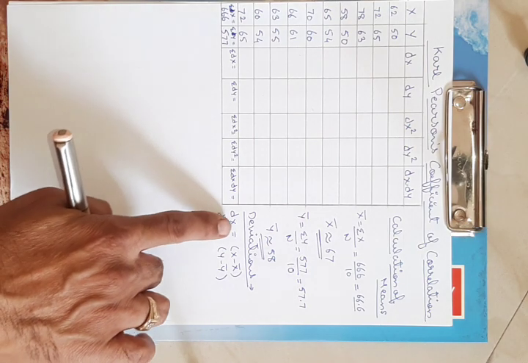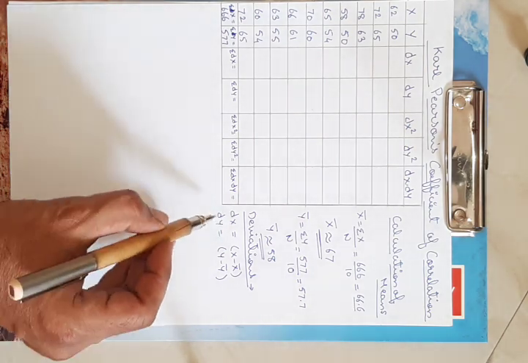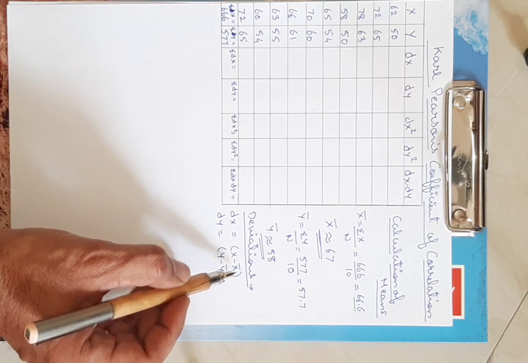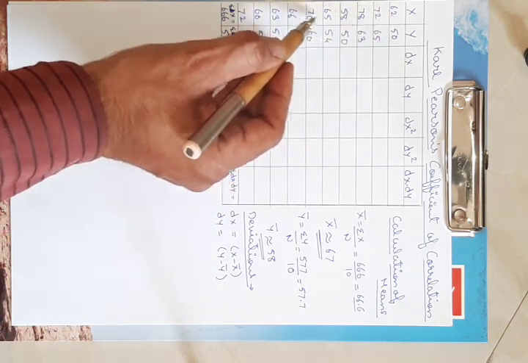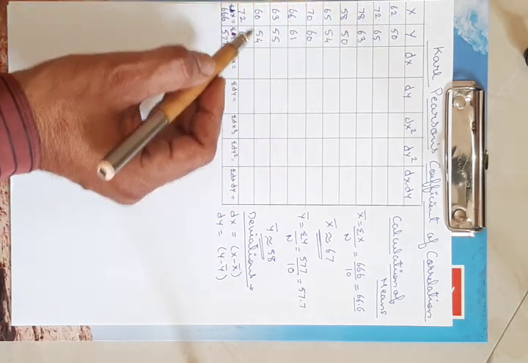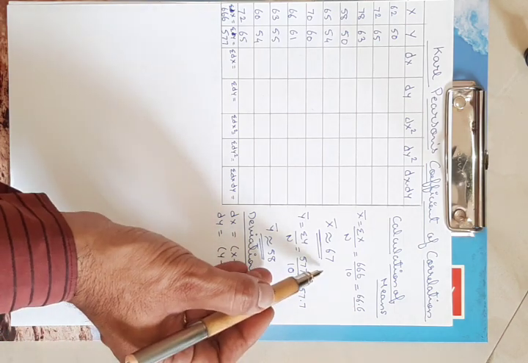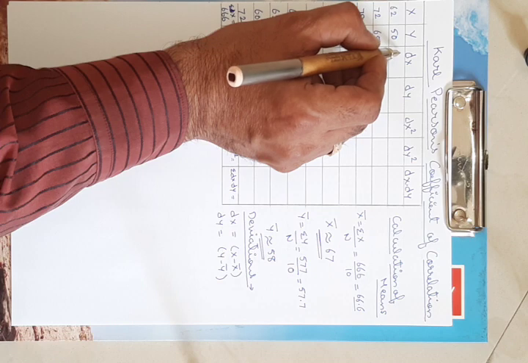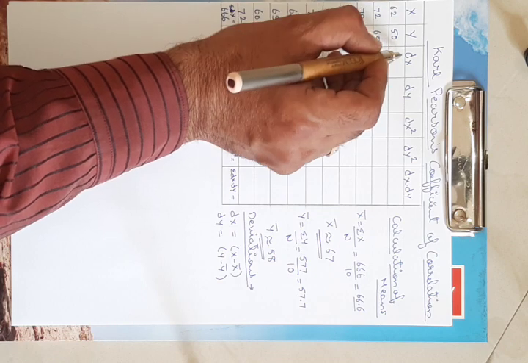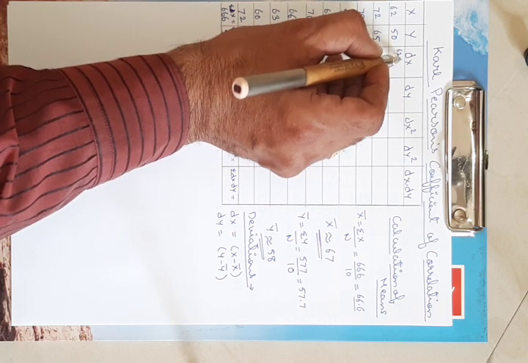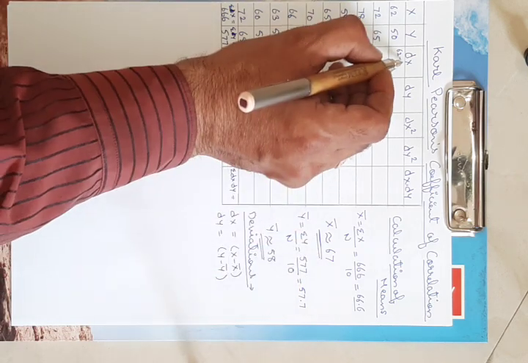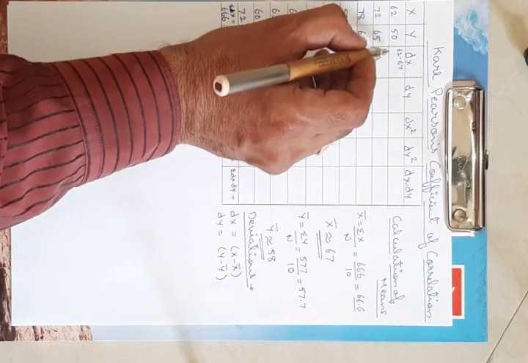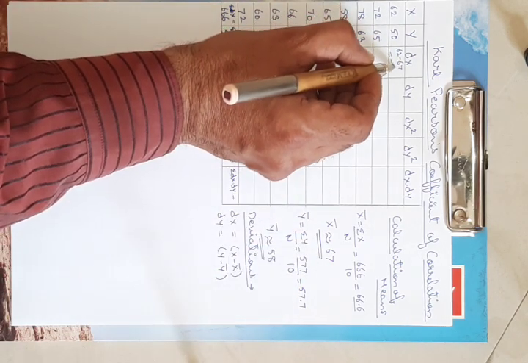Now friends, we need to calculate the deviation. Deviation means dx is equal to x minus x bar. Whatever the values of x exist here, subtract x bar from them. X bar is 67. Let us take the first case, the deviation of x. This is 62, so 62 minus x bar. What is x bar? 67. So it comes out to be minus 5.